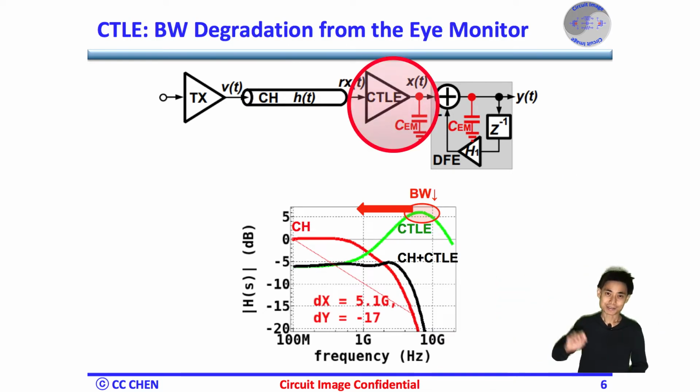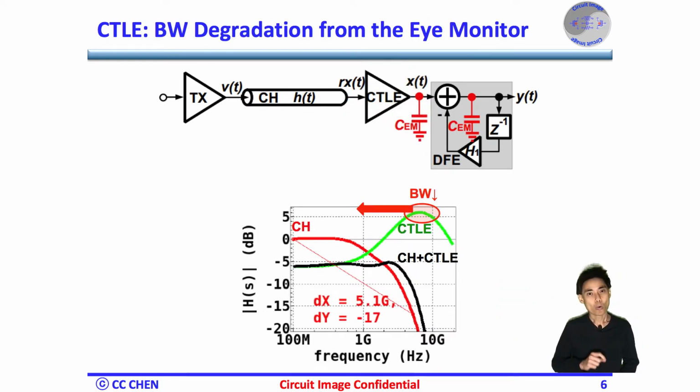Right, CTLE. As you can see here, without the eye monitor, the CTLE's high pass response and the peak frequency were in the right spot to equalize the channel's low pass response to an overall 5 GHz bandwidth properly. But if the bandwidth drops, the high pass response and the peak frequency of the CTLE will move to a lower frequency, such that the CTLE cannot equalize the channel's low pass response well, and the overall bandwidth will be less than 5 GHz, increasing the bit error rate.